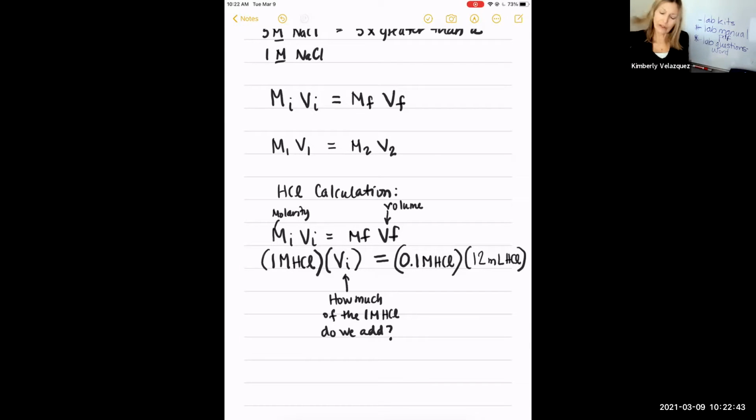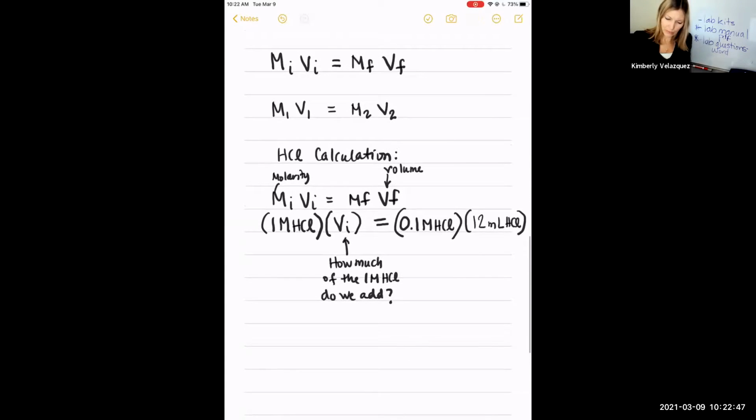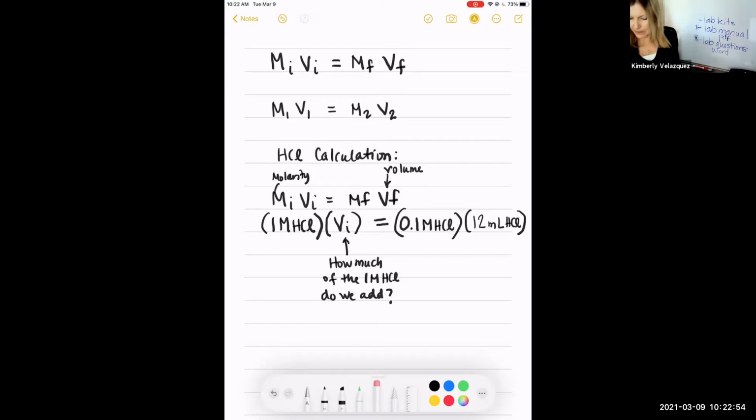Okay, so for the calculation, I'm going to erase this part right here. Oops, sorry, hold on one second. My little doodad fell off my Apple Pencil. Sorry. Okay. I'm just doing that so I have room to do the math here.